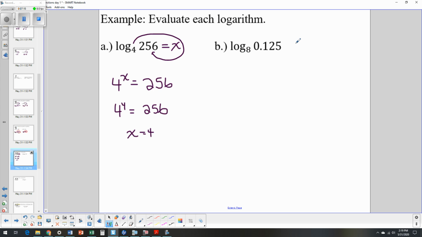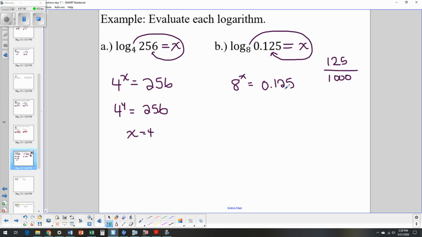All right, for the next one, again, I'll put equals x, and it's going to be 8 to the x power equals 0.125. So what I would actually do for this is turn that 0.125 from a decimal into a fraction, because it might be easier to see where eighths came into play in this fraction. So you could either do 125 over 1,000, right? 3 places is the thousandth place.